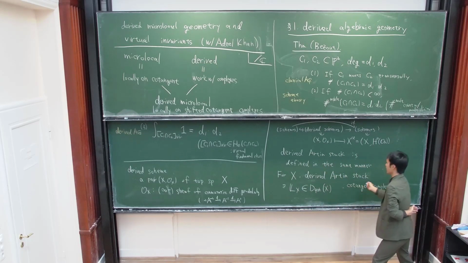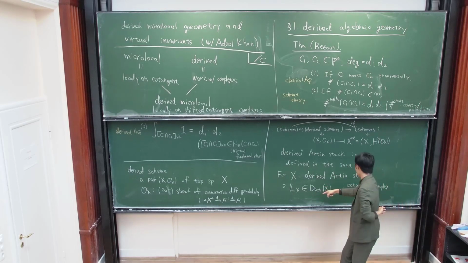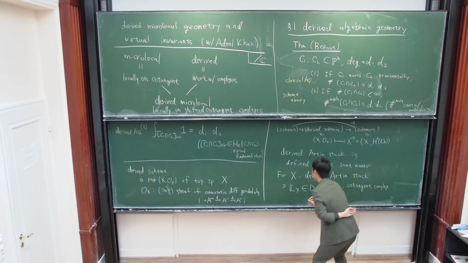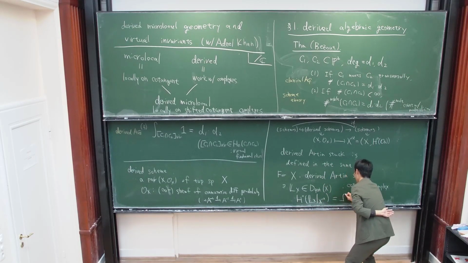So there exists a canonically defined object in the quasi-coherent derived category called the cotangent complex, and it upgrades the cotangent sheaf in the following sense. If we take the zeroth cohomology of the cotangent complex restricted to the classical truncation of X, then we recover the cotangent sheaf on the classical truncation.